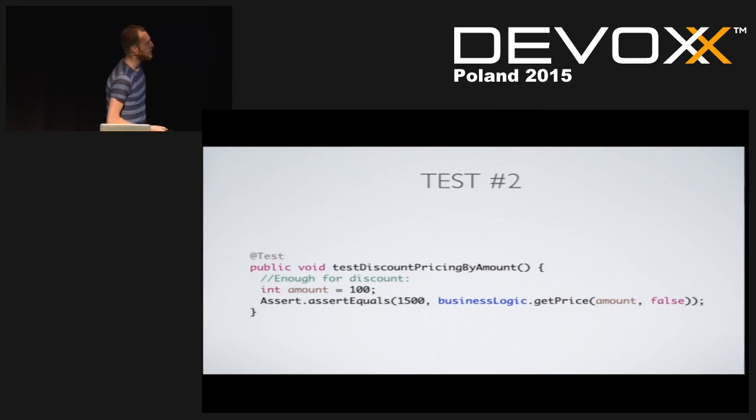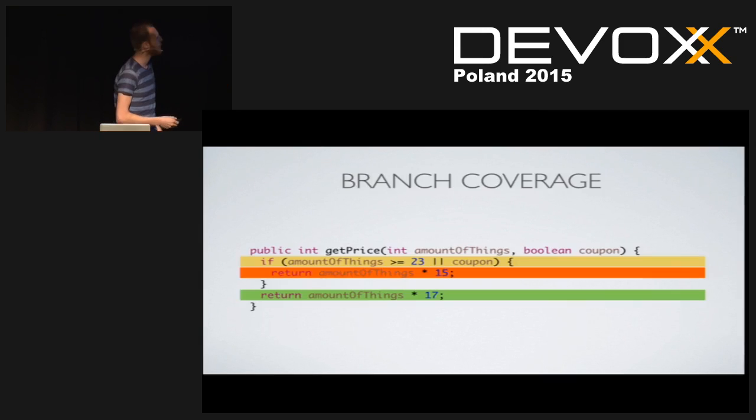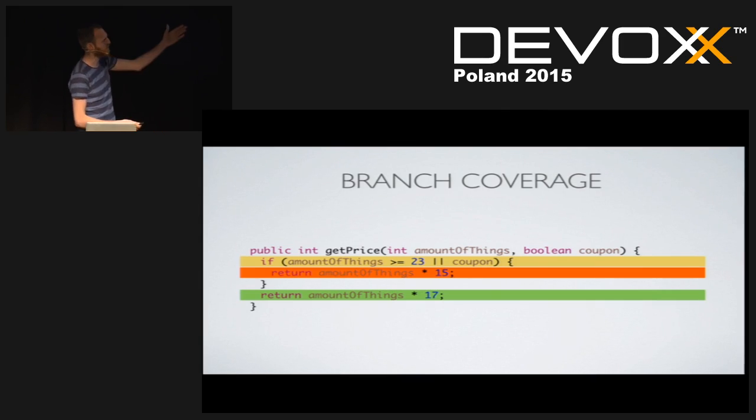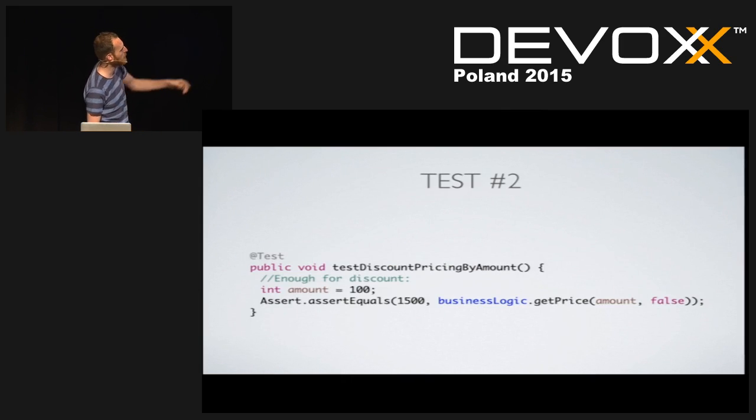We have to create another test. So what can we do? We can buy enough to get a discount. That's like 100, because 23 times 15, if I buy 100, it's 1500. I can do that by head, from my head.